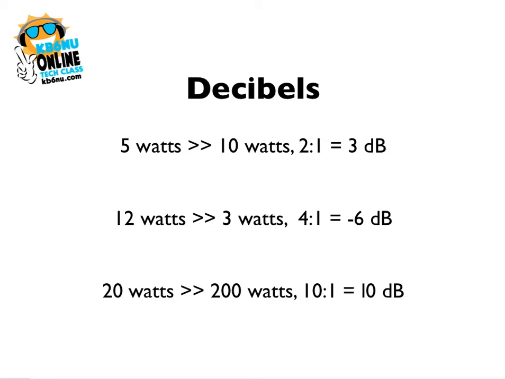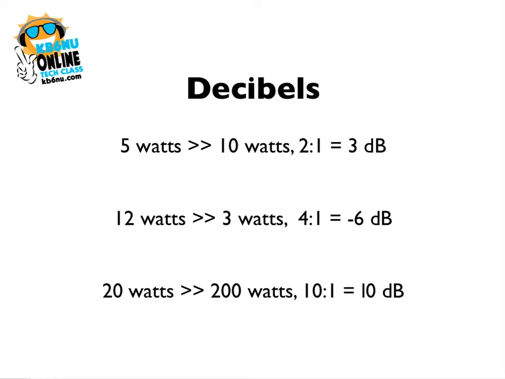Question: what is the approximate amount of change measured in decibels, dB, of a power increase from 5 watts to 10 watts? Answer: 3 dB. 3 dB corresponds to a ratio of 2 to 1, and because we're going from 5 watts to 10 watts, we're doubling the power. So we can say that there's a gain of 3 dB in this case.